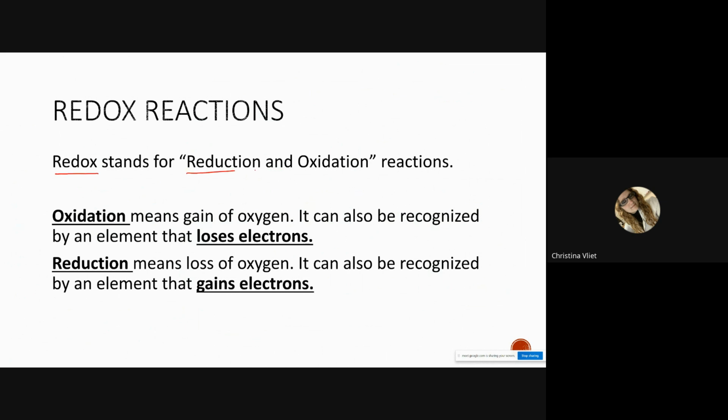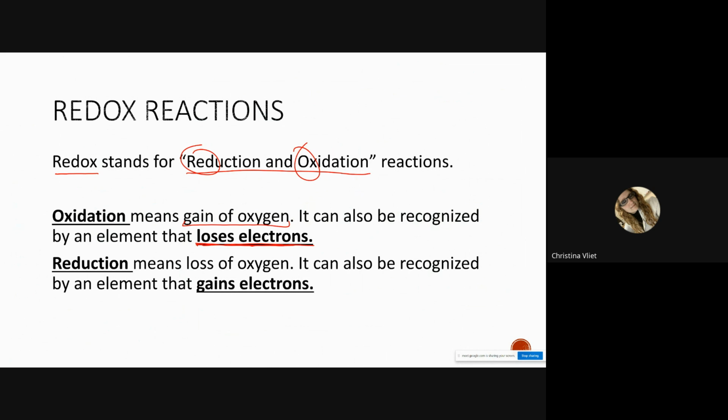All right. So redox itself is actually a combination word. Redox stands for reduction, that's where the red comes from, and oxidation. So redox actually describes two processes that go hand in hand with each other. The old term oxidation meant gain of oxygen. That's where the word oxidation comes from. But it can also be recognized to show any element that has lost electrons, we say has been oxidized.